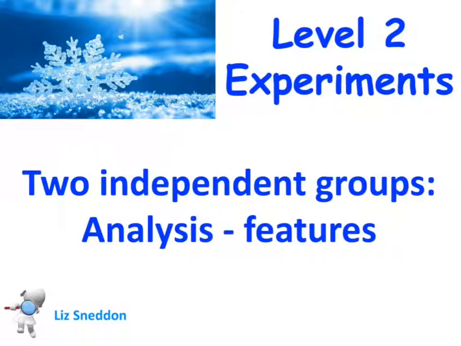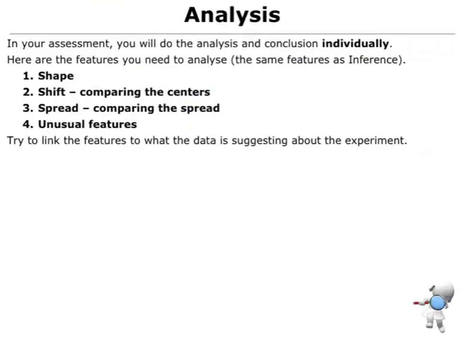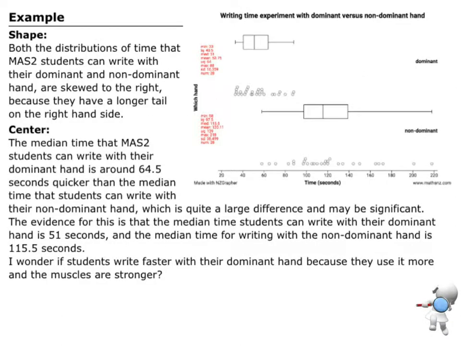Let's have a look at how we analyse the features of the graphs when we're doing a two independent group experiment. So key ideas: shape, centre, spread. Remember this section, the first part of it, you'll be doing as a group, collecting your data, designing your experiment, all that's done in a group. The analysis and conclusion must be done individually. All right, so let's have a look.